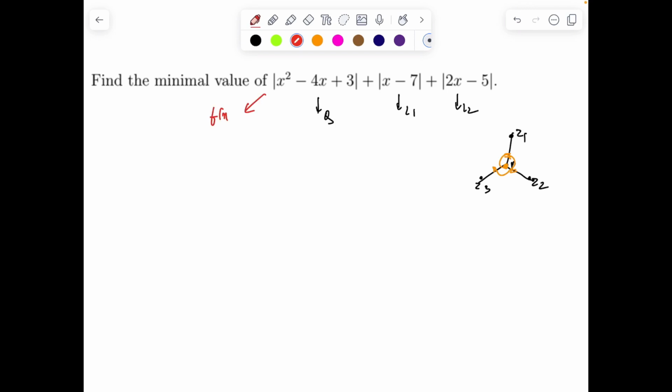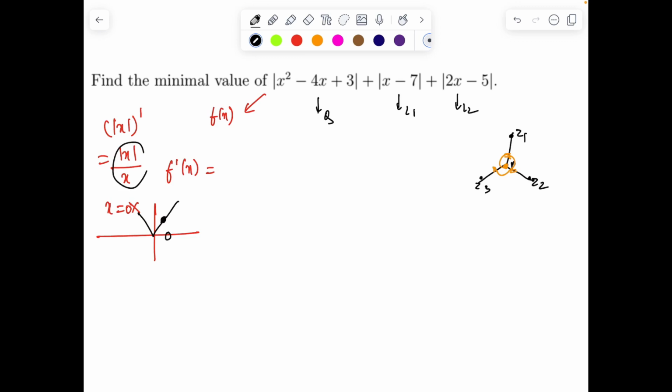So one obvious way of doing this: suppose I call this function f, then I start differentiating to get minima and maxima. Now, what is the differentiation of |x|? The derivative of |x| can be written as |x|/x. As you can see, it is not defined at x equal to 0, which is clearly the case for the modulus function. Whenever x is positive, the derivative will be 1, which is taken care of by this expression. For x negative, the derivative will be −1.